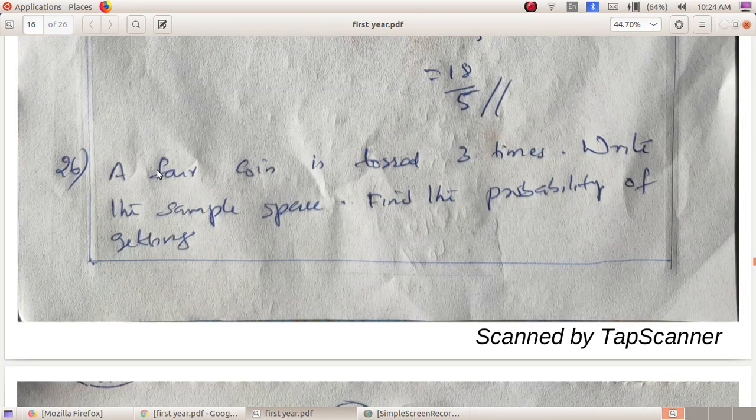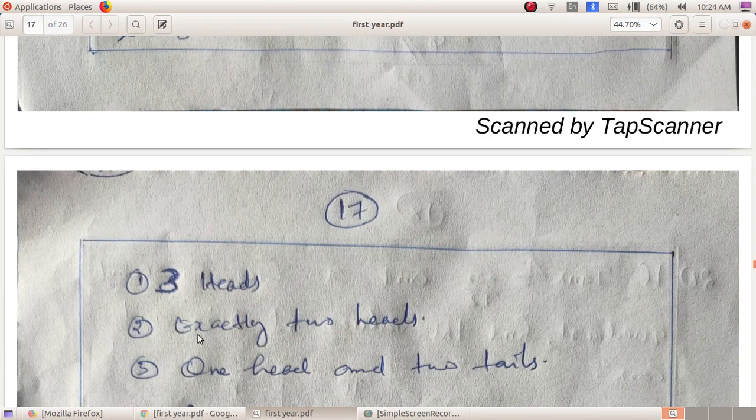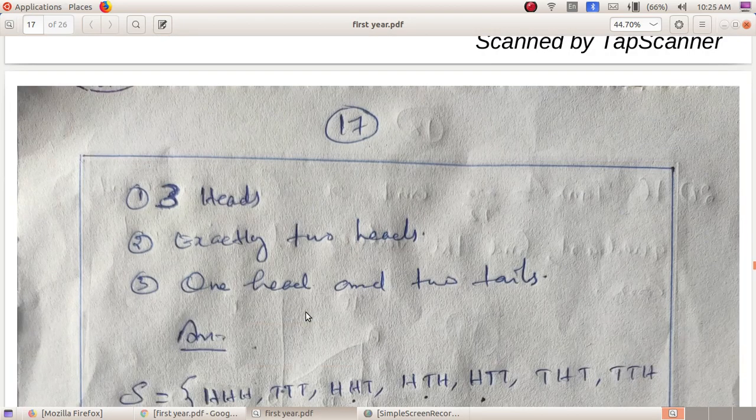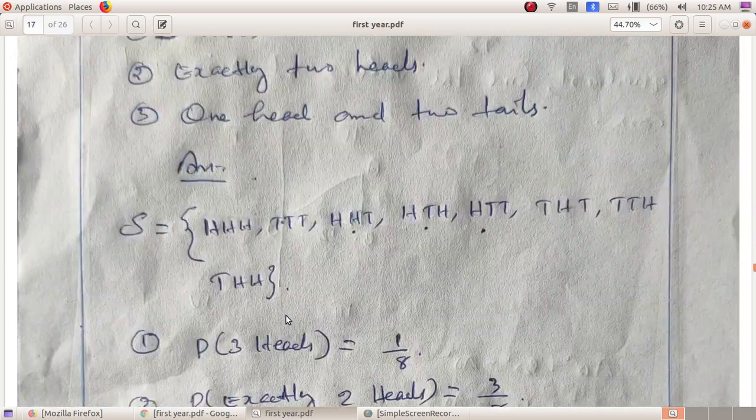A fair coin is tossed 3 times. Write the sample space. Find the probability of getting 3 heads. Second one, exactly 2 heads. Third one, 1 head and 2 tails. So while tossing a coin 3 times, its sample space means what? Head, tail, tail, head, tail, head, and so on.